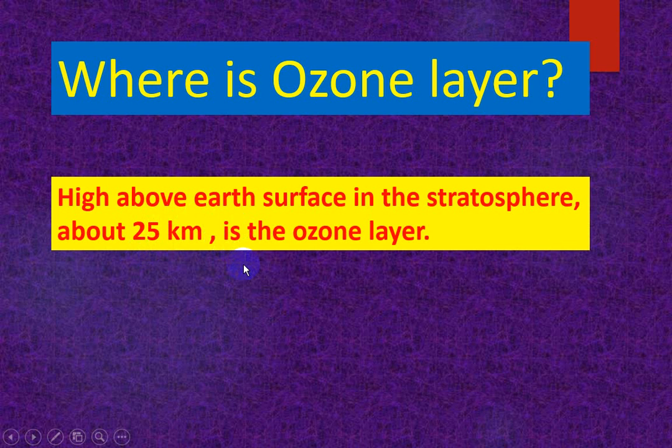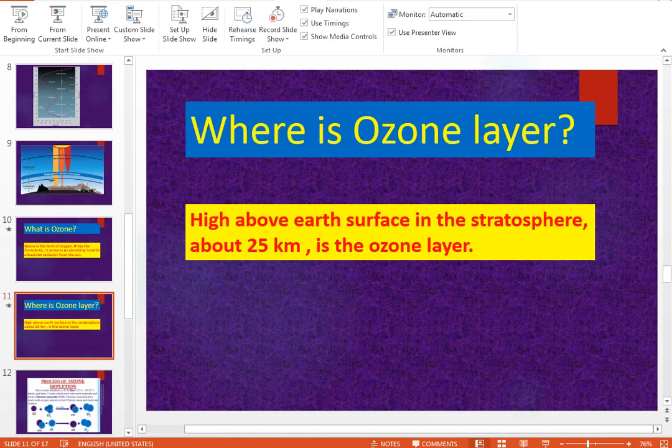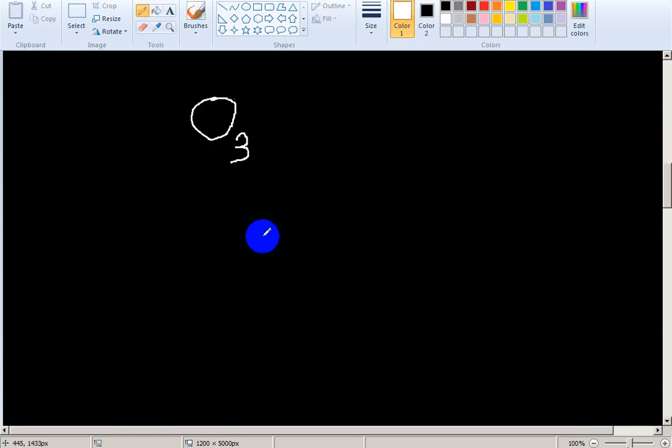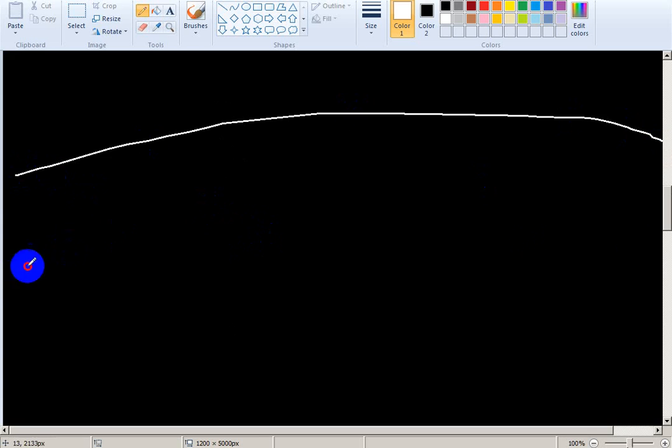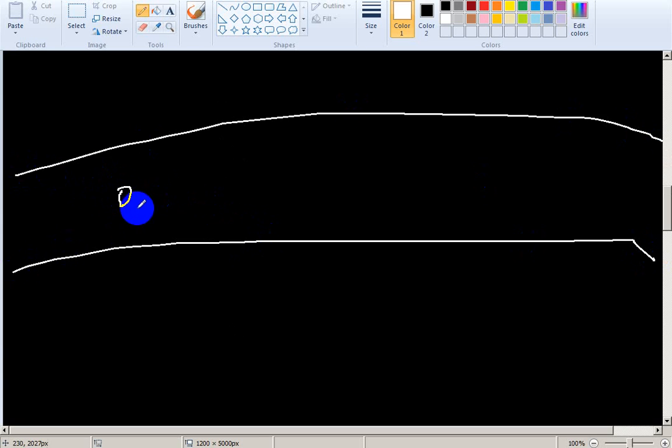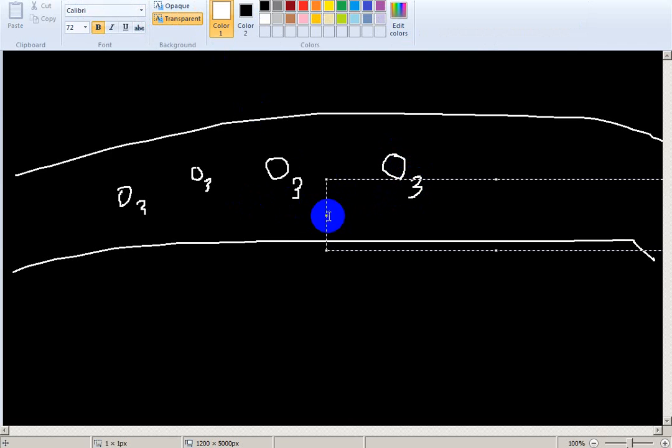Okay, which gas does the ozone layer contain? Do you know? The ozone layer contains ozone gas. Okay, this ozone layer contains this gas, O3. Ozone layer contains O3. This is the ozone layer.